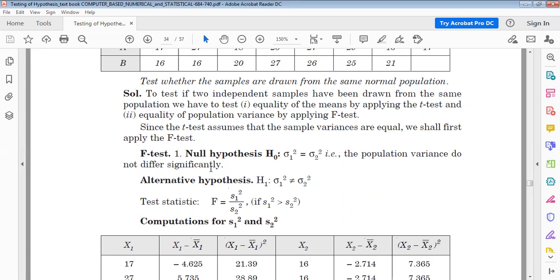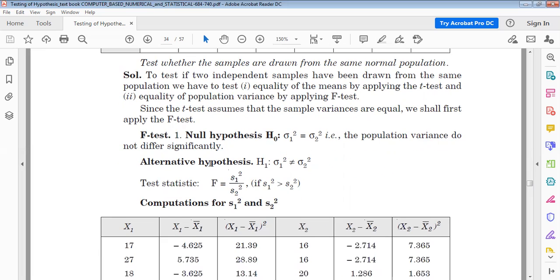That means there is no difference between the two variances. This is considered the null hypothesis. The alternate hypothesis will be the opposite, that means the variances are not equal, that means different. So capital F equals S1 square divided by S2 square, where S1 is greater than S2.